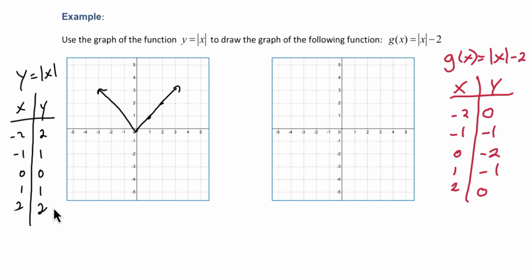So we have (-2, 0), (-1, -1), (0, -2), (1, -1), and (2, 0). Play connect the dots, remembering that this is a sharp corner for the absolute value. Notice the red graph has been shifted down 2 units from where it used to be in the original black graph.